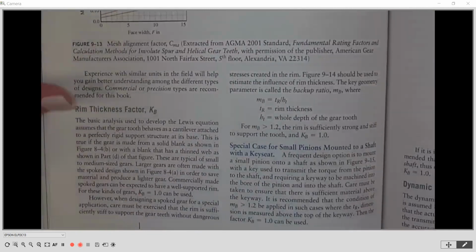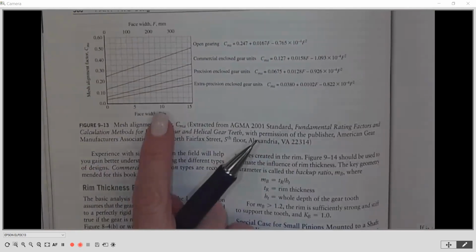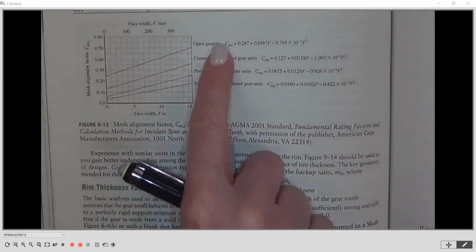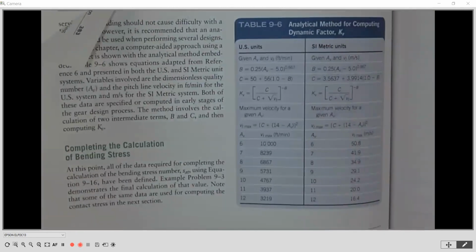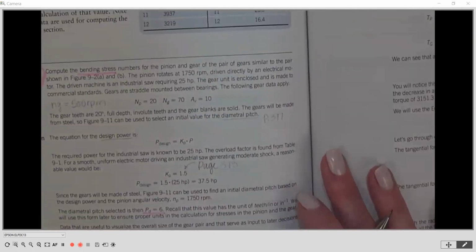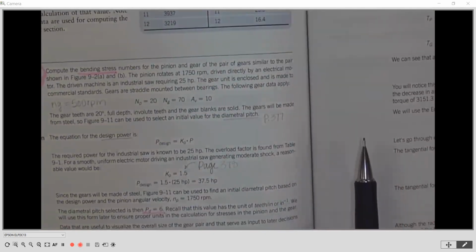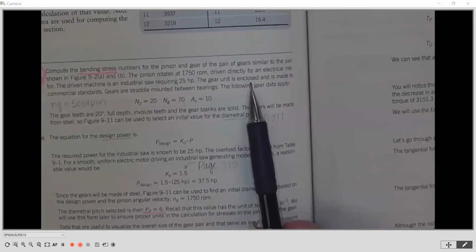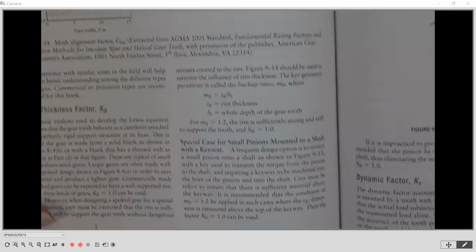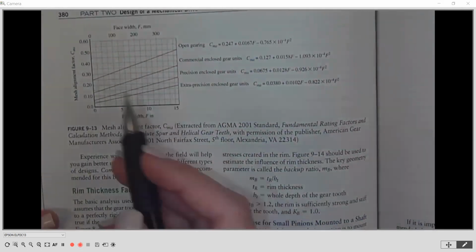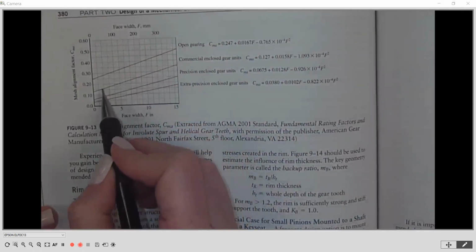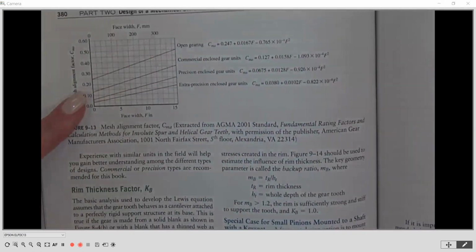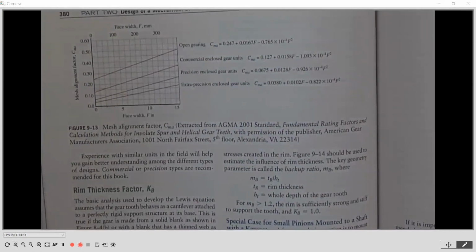This one is going to read from the face width again, but then we have to pick what our situation is. If I recall, we are a commercially enclosed gear unit. Let me verify that that was in our problem statement. It's a gear unit that is enclosed and made to commercial standards. Yep, so that is the line we're going to use. We find our 2 again and where it crosses with that third line up, 1, 2, 3. So here-ish. 0.155, 0.16 is probably what I would call it.